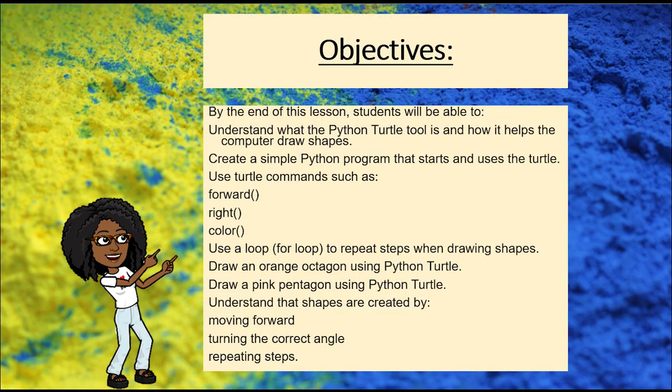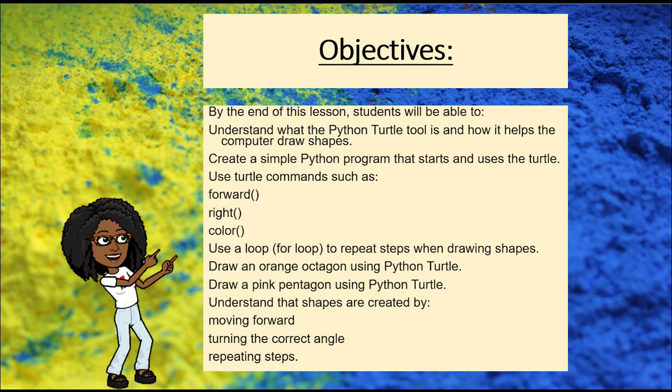Objectives. By the end of this lesson, students will be able to understand what the Python Turtle tool is and how it helps the computer draw shapes. Create a simple Python program that starts and uses the turtle. Use turtle commands such as forward, right, and color. Use a loop to repeat steps when drawing shapes.